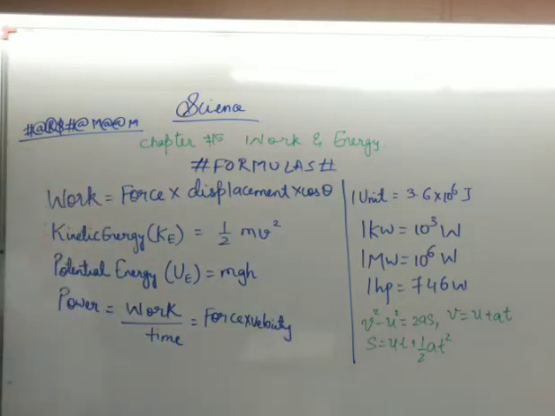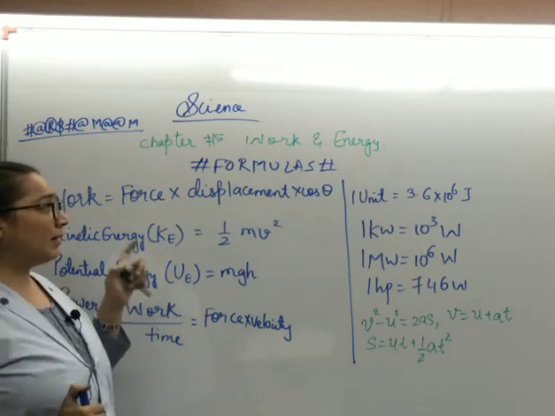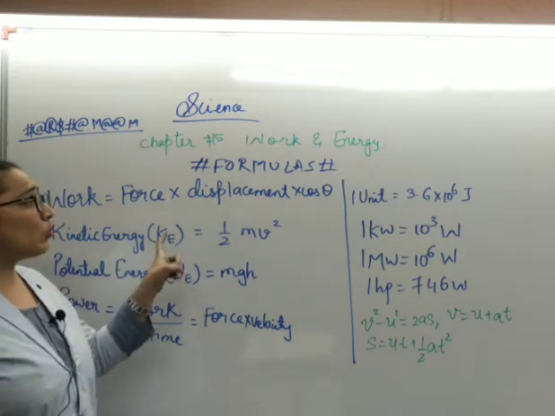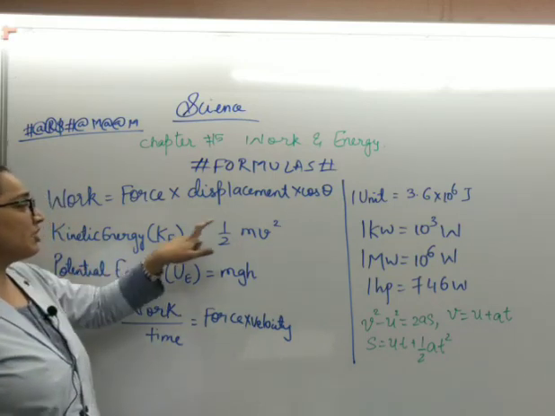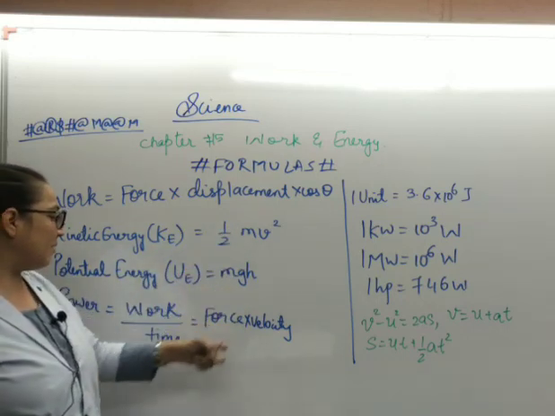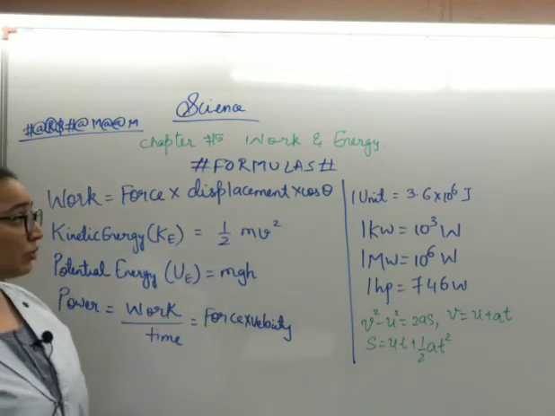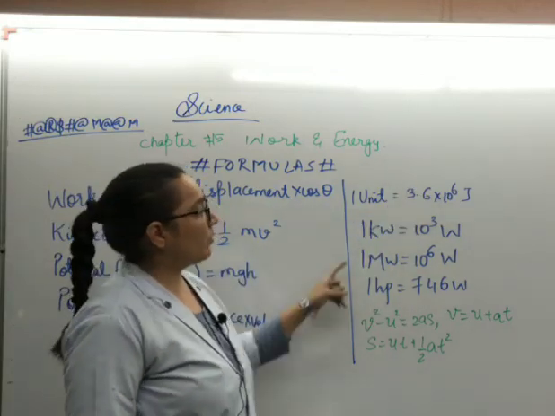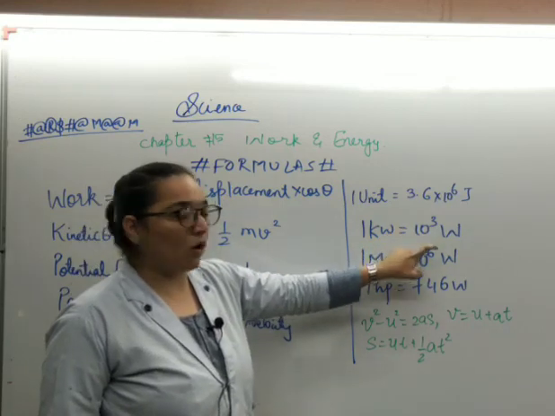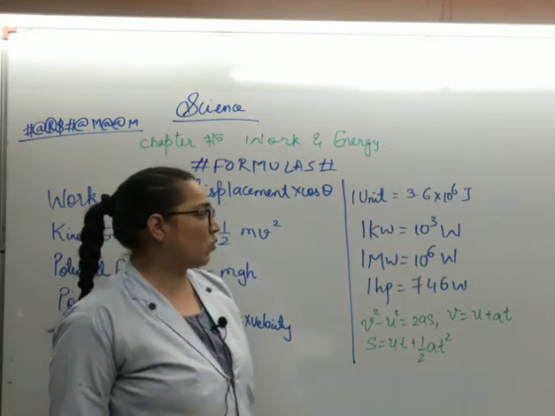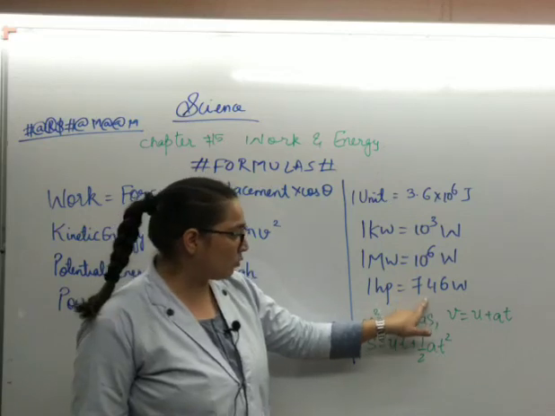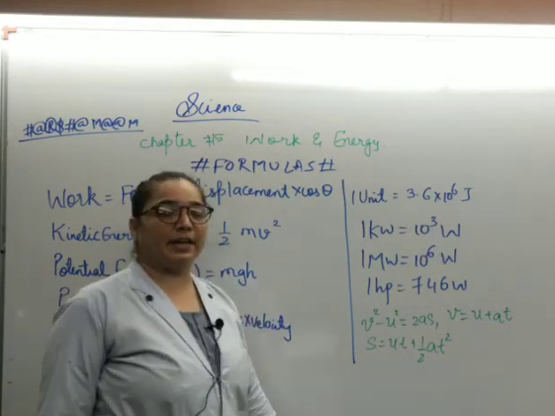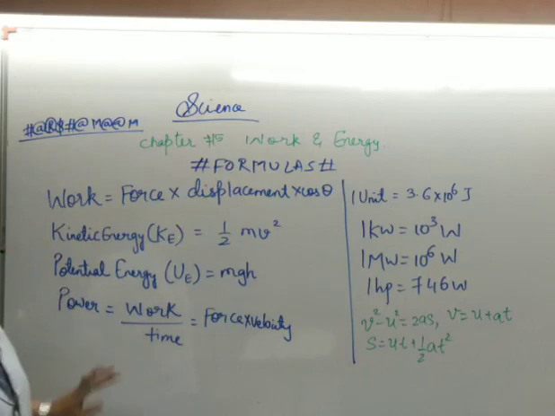Be quick. Once again I will teach you, then you note. What is work equal to? Force multiplied by displacement multiplied by cosine theta. Kinetic energy is half mv square. Potential energy is mgh, and power is work upon time, which is force into velocity. 1 unit is 3.6 into 10 raised to 6 joule. 1 kilowatt is 10 raised to 3 watt. 1 megawatt is 10 raised to 6 watt. 1 horsepower is 746 watt. 3 basic equations of motion. Note down this much. After that we'll start the numericals.